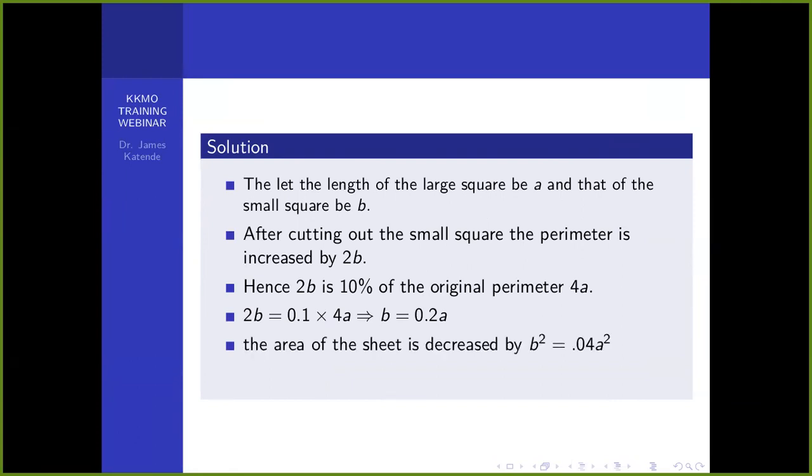which gives you B is the same as 0.2A. And if you square both sides, you get the amount by which the area of the larger sheet is decreased, which is B squared. That B squared is the area that you cut out. So that's the amount by which it's decreased. And it turns out to be 0.04 of the total area of the larger sheet. And that is exactly 4%. Any questions on that? It all makes sense, I hope.